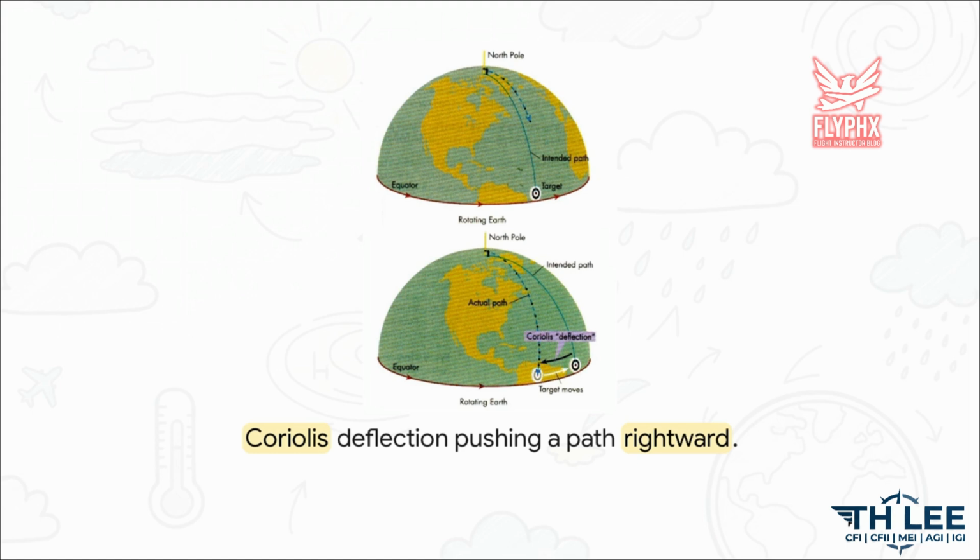Think about it like this. Imagine you're trying to fly in a straight line dead south from the North Pole. As you fly, the Earth is quite literally rotating eastward beneath you. By the time you reach your target latitude, that Coriolis deflection has pushed your actual path noticeably to the right of where you aimed. Every single pilot navigating in the Northern Hemisphere has to constantly account for this persistent rightward drift.